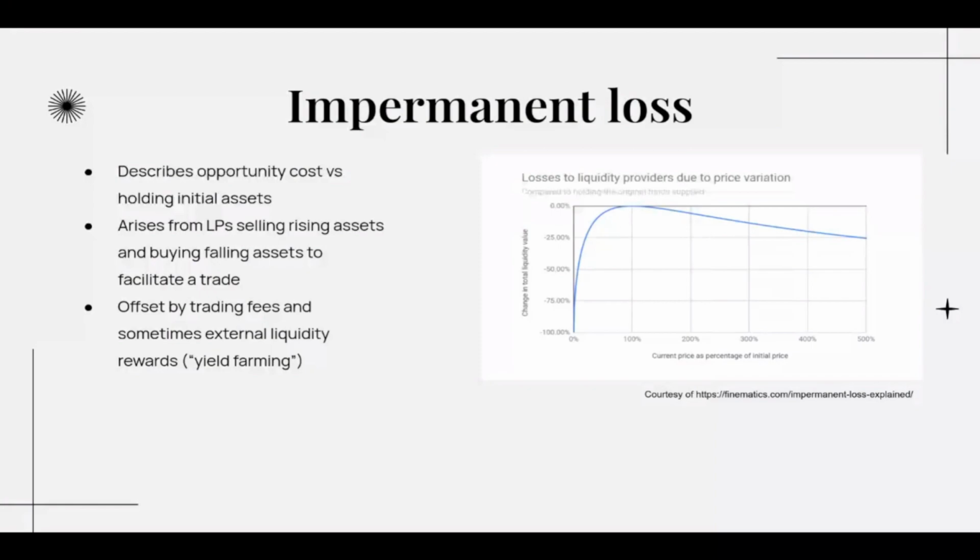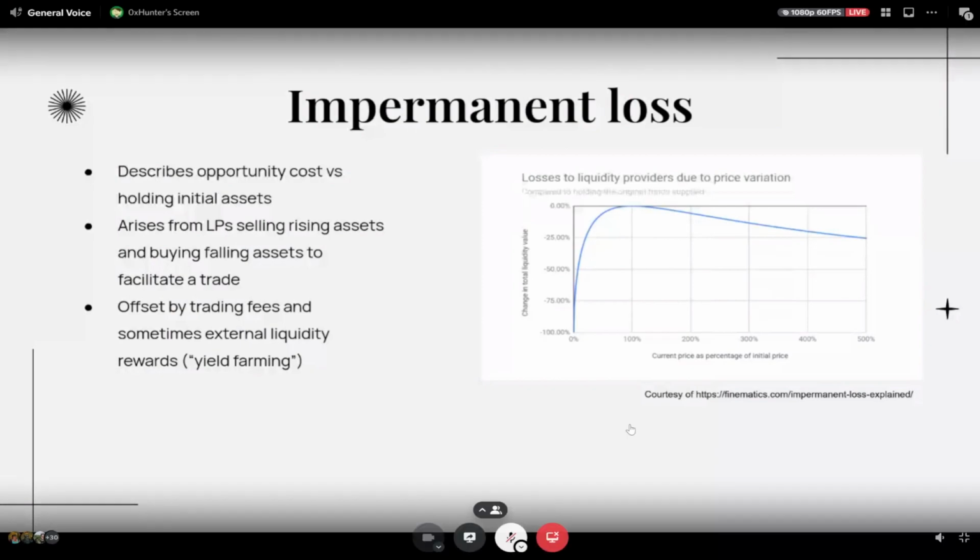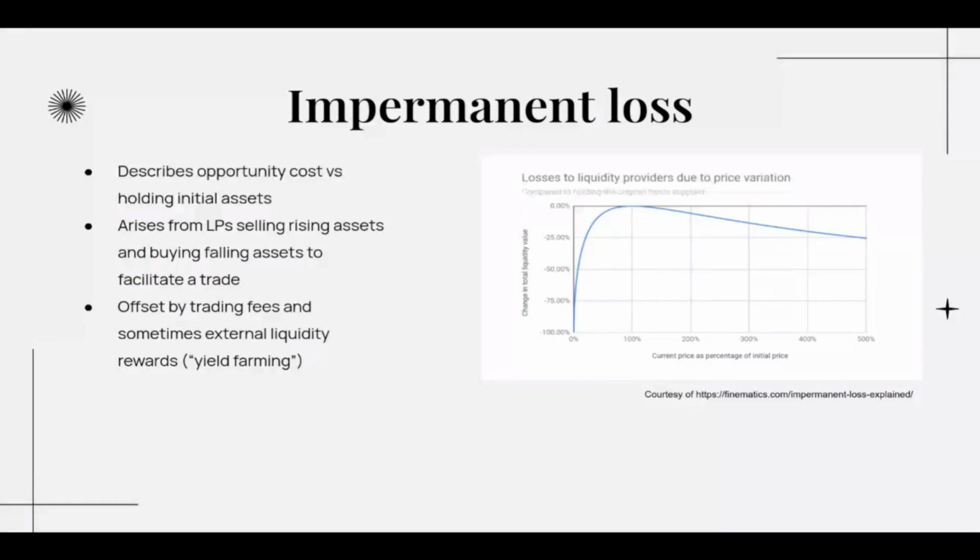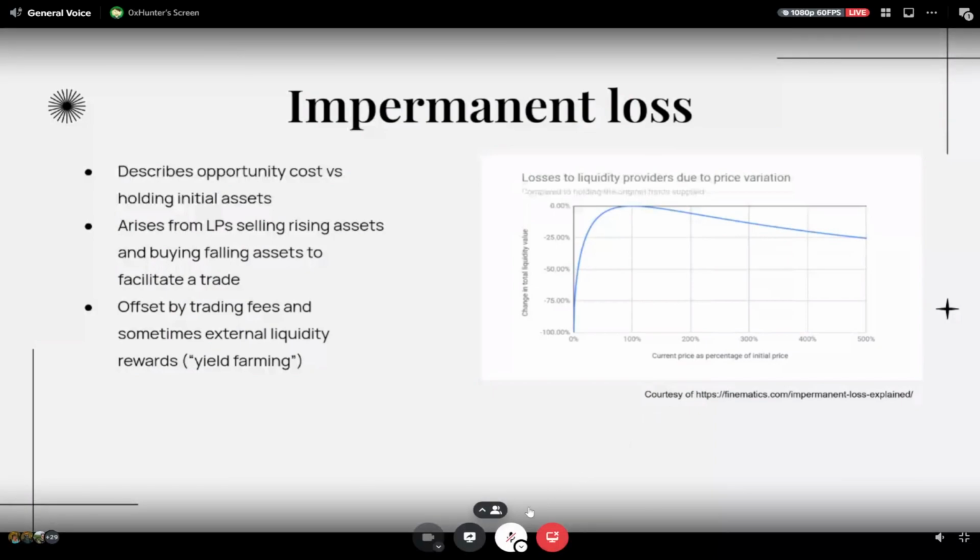And also sometimes this impermanent loss is attempted to be offset by yield farming, which is basically what I was talking about earlier. It's becoming less in vogue, but you can deposit a liquidity position and earn the native token at a certain APY, and that'll help offset the impermanent loss that might be faced by liquidity providers.